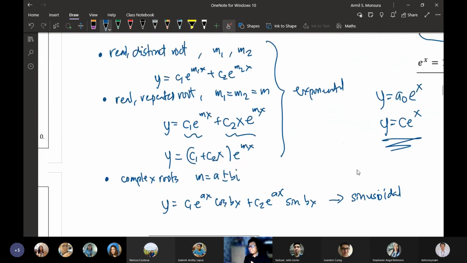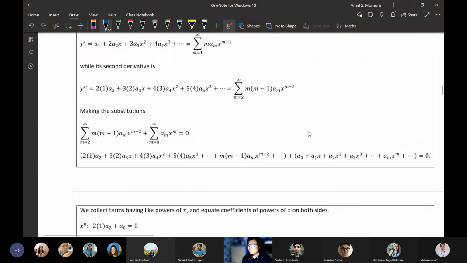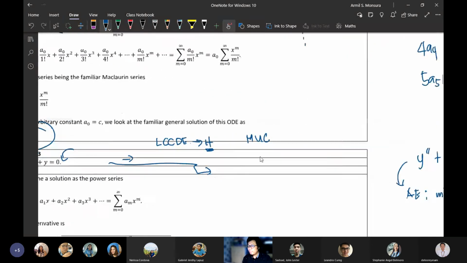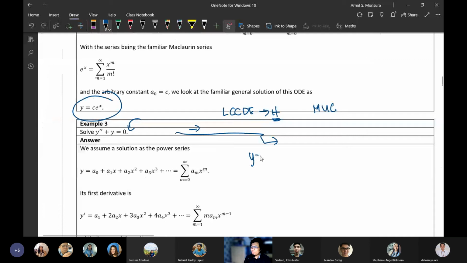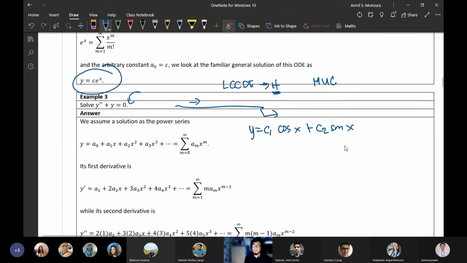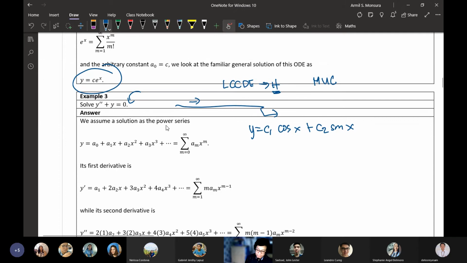We need this for control systems. So that is the solution. Remember, the solution of this is y equals C1 cosine of x plus C2 sine of x. That's the solution. Now, we'll use power series for this one.